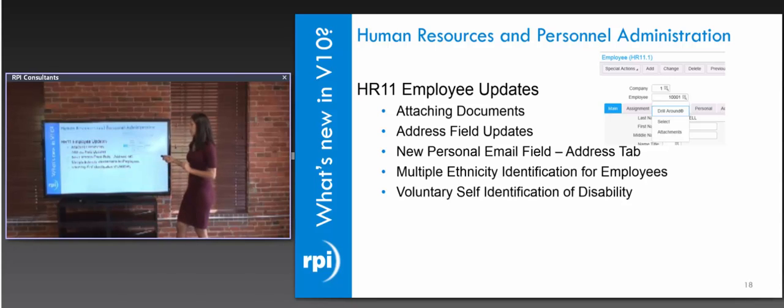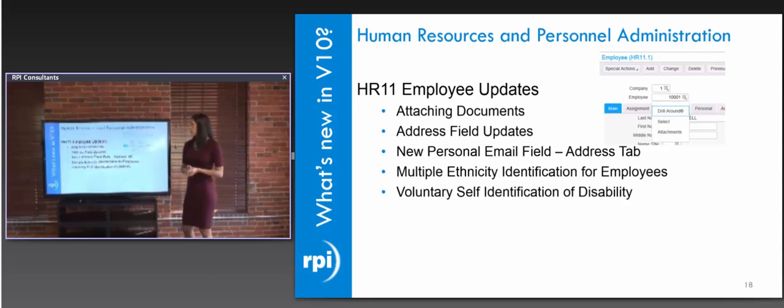Also, address field updates. The length of the address field has been increased to accept 57 characters. Previously it was 30. It's 57 because that's the limit that BSI will allow when you're interfacing over to BSI. New personal email field, we already touched on this briefly in regards to ESS and MSS, but that just lives on the address tab, and that is just updatable via HR 11, or if they're updating in ESS, it'll come in here.